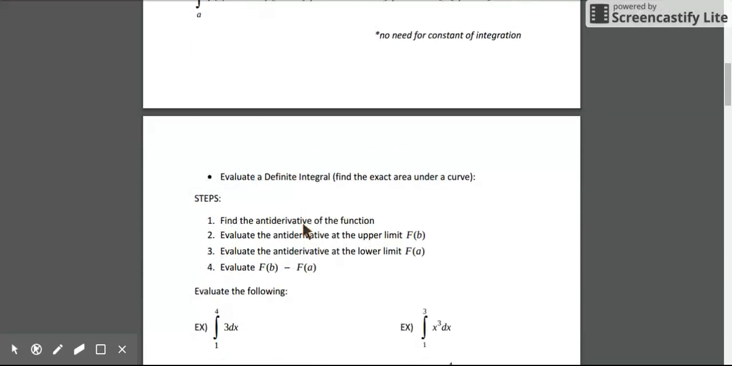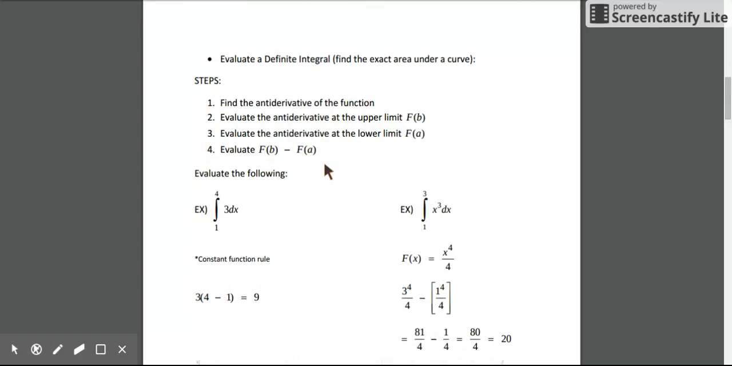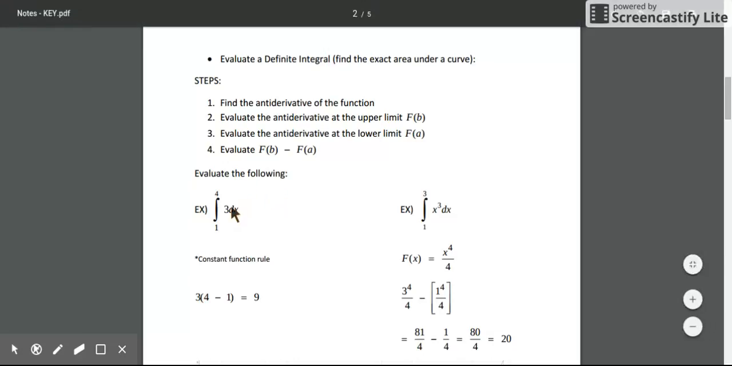So here's what we're going to do when we evaluate. We are trying to find the exact area under a curve when we do this, so always keep that in mind. We're going to find the antiderivative of the function first. We're going to evaluate it two different ways. We're going to evaluate it at the upper limit, and we're going to plug in the lower limit to evaluate. And then we're going to make sure we subtract those two values in this specific order.